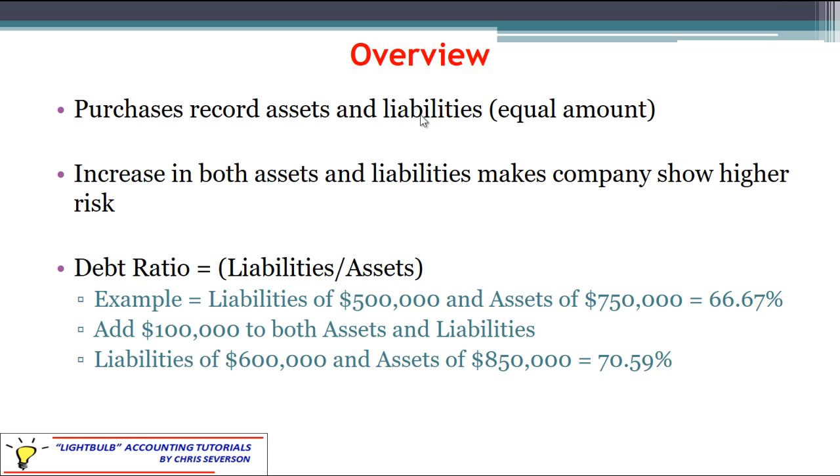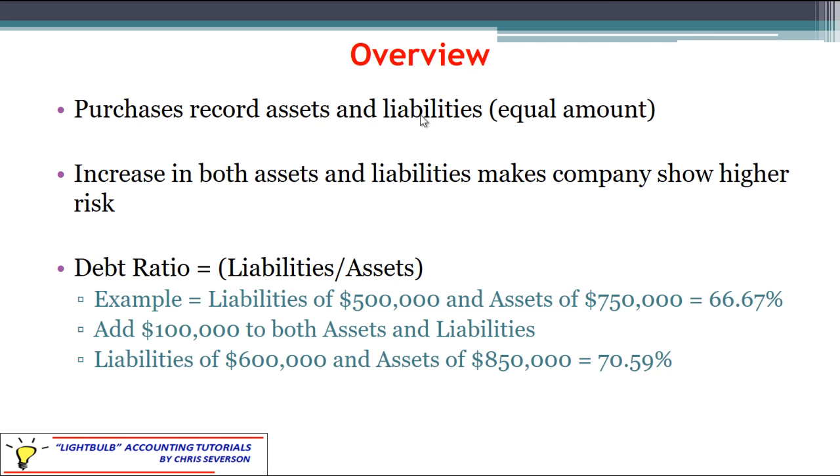The reason for this is the debt ratio. We have liabilities divided by assets. Now, the way math works, even though intuitively it would seem that if you increase both the numerator and denominator by the same amount, your ratio is going to stay the same, that changes when you really think about it and work out the math.